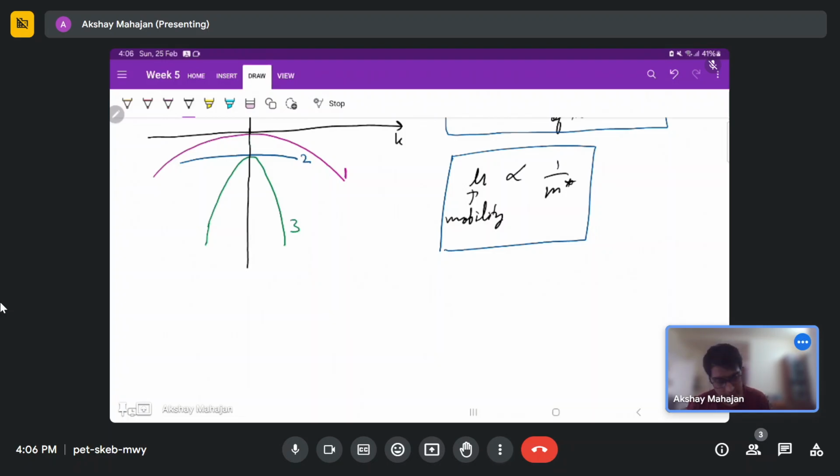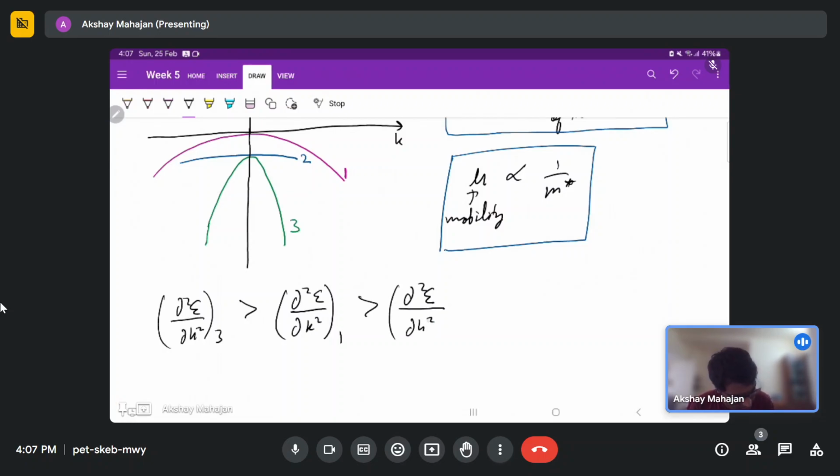So from this diagram we can see that del square E by del k square of the third one is larger than del square E by del k square of the first curve, which is in pink, which is larger than del square E by del k square of the second curve, which is our blue one. So this is the relation between the curvatures.